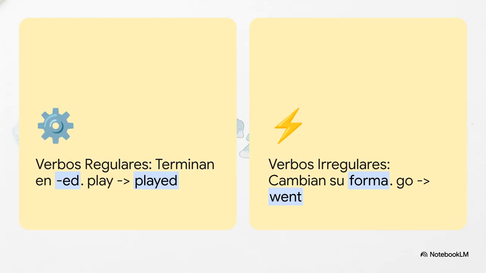And here we have the two main characters of the past tense, regular and irregular verbs. The regular ones are easy. You just add ed to the end, so play becomes played. The irregulars, well, they're the rebels. They change their form completely. Go turns into went, and eat becomes ate. You just got to get to know them.